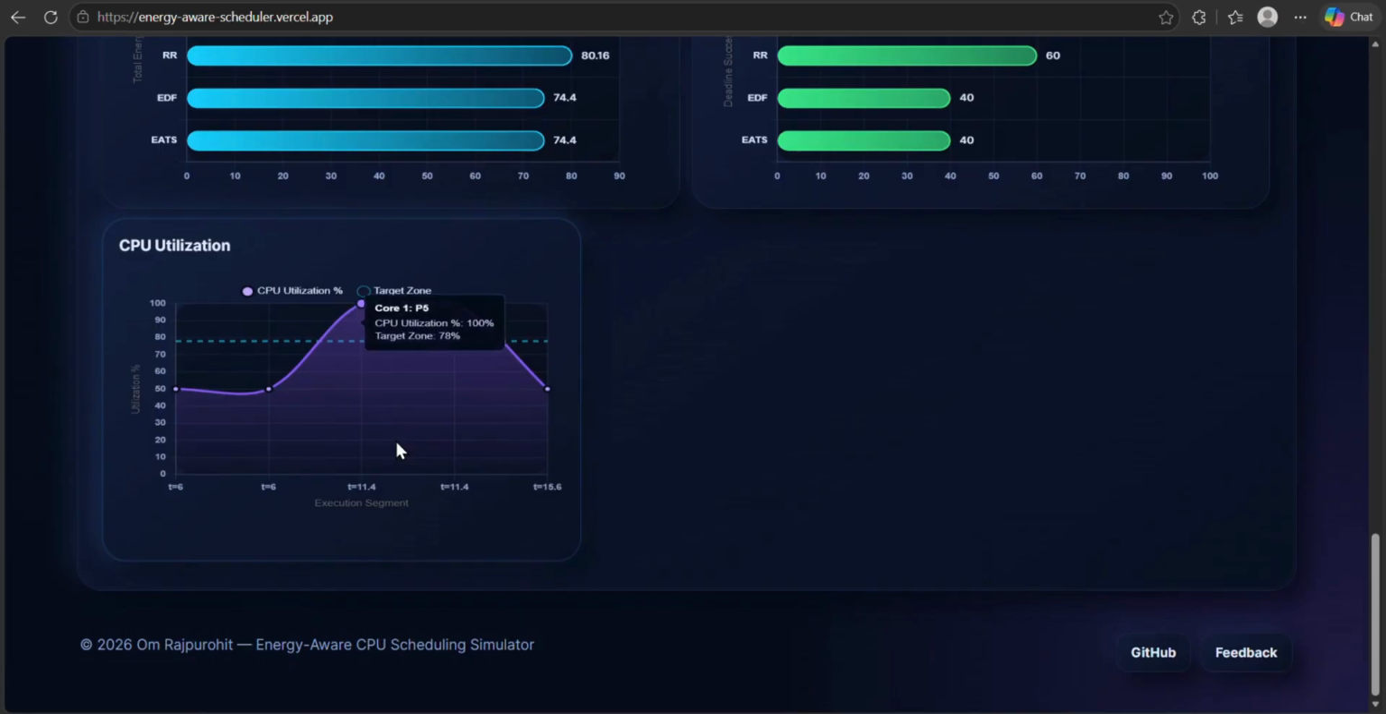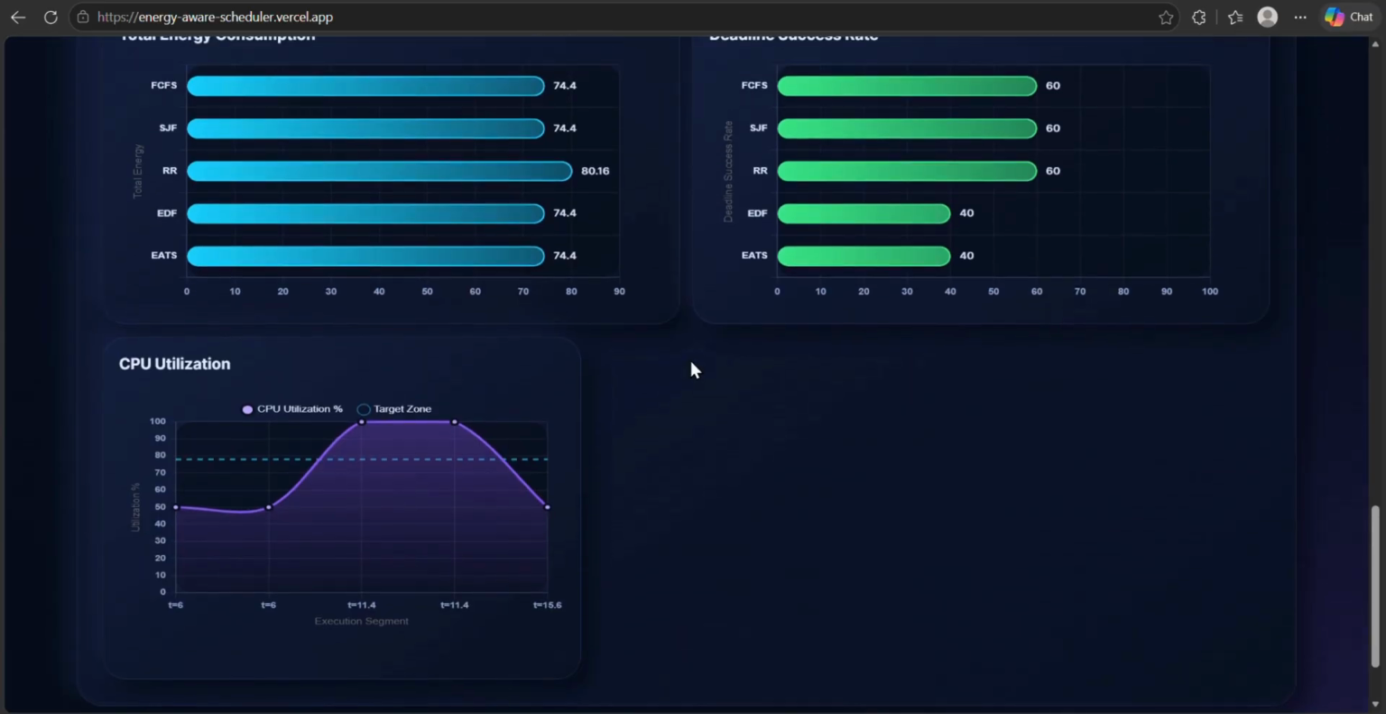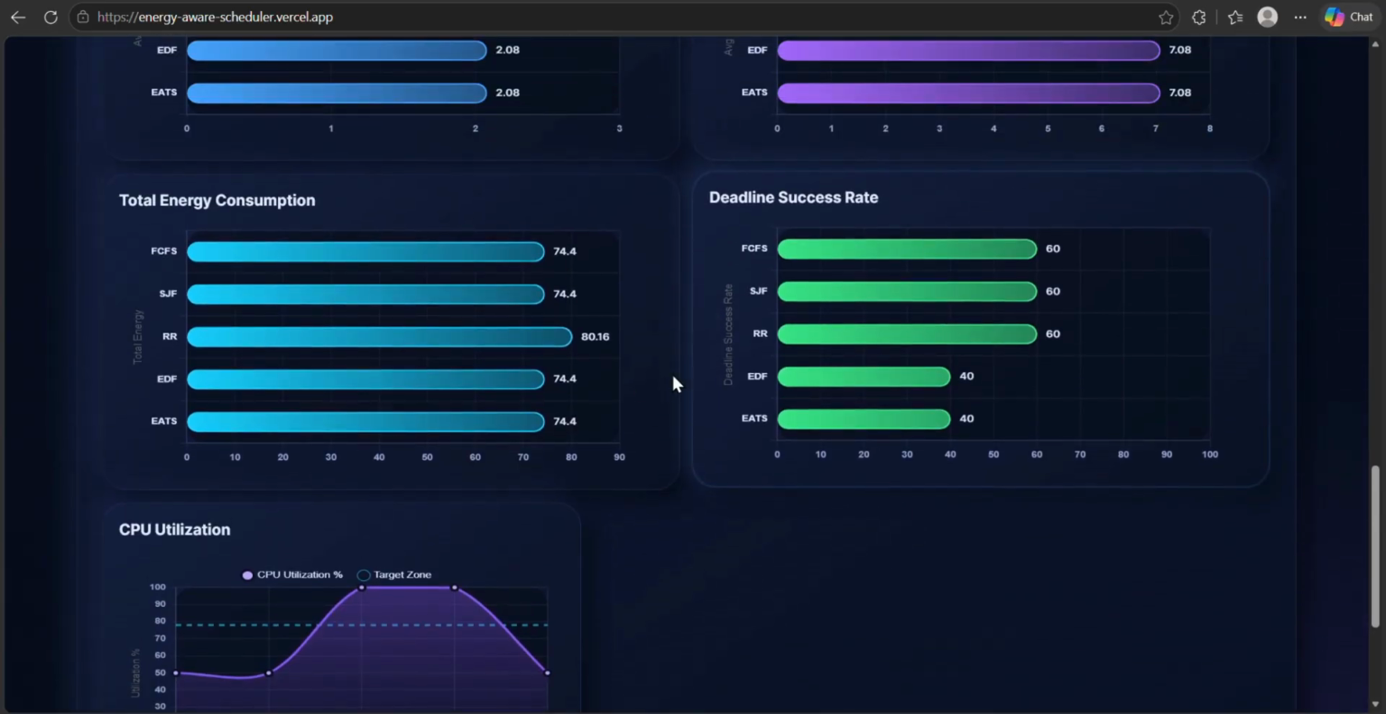And in the last, we have CPU utilization, which shows how actively the CPU is used over time. We can see peaks where workload is high. Here at time 11.4, the workload is high, 100% CPU utilization, and here at T equals 6, the utilization is just 50%. So, in conclusion, these charts demonstrate the trade-offs between performance, fairness, deadlines, and energy consumption.